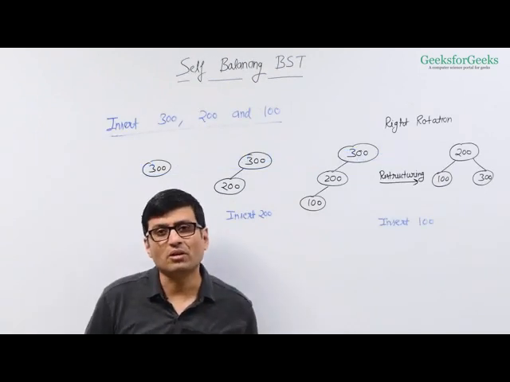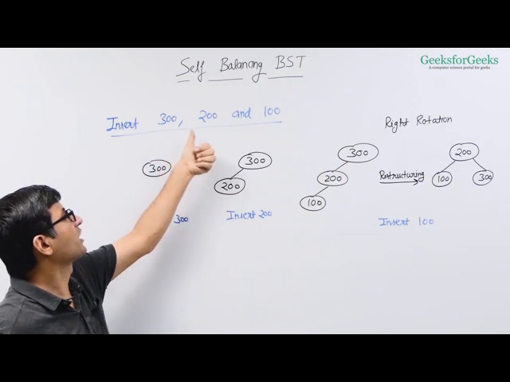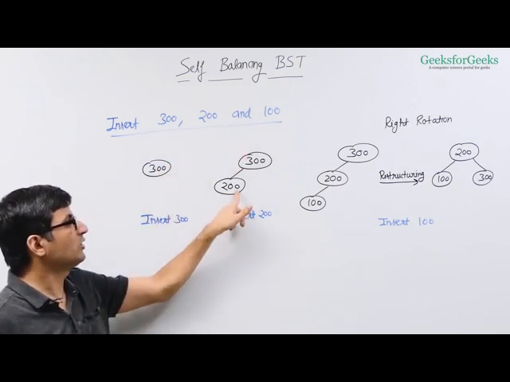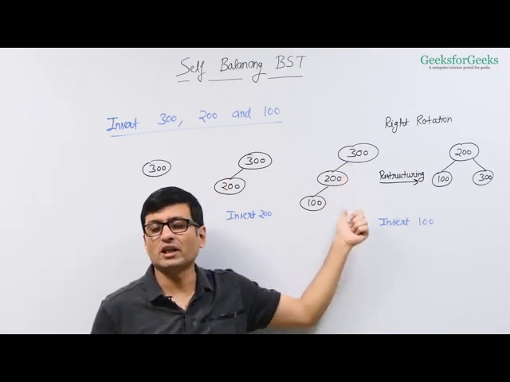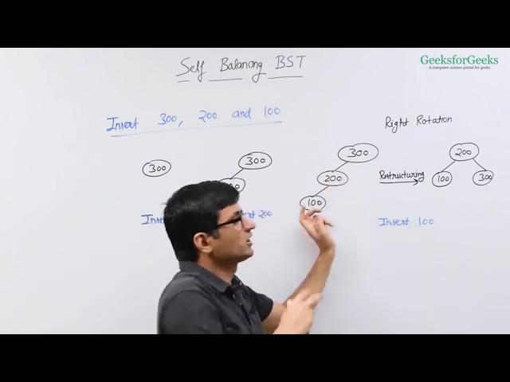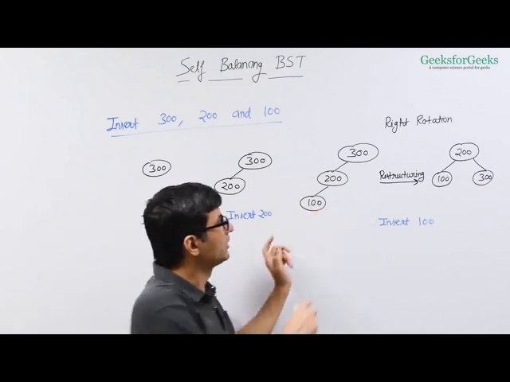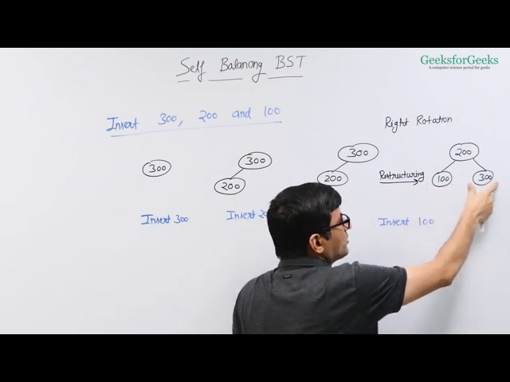Here is an example of right rotation. Suppose we insert 300, 200 and 100. 300 goes fine, no unbalancing. 200 also goes fine, but when you insert 100, what happens? It becomes unbalanced. So what do we do? You rotate this way this time, and this is called right rotation because it's in the clockwise direction. So 200 again goes at the top, 100 goes to the left, and 300 goes to the right.